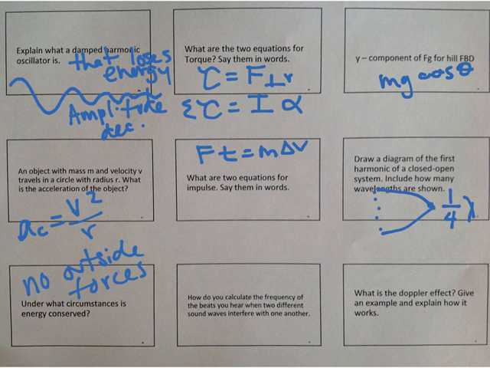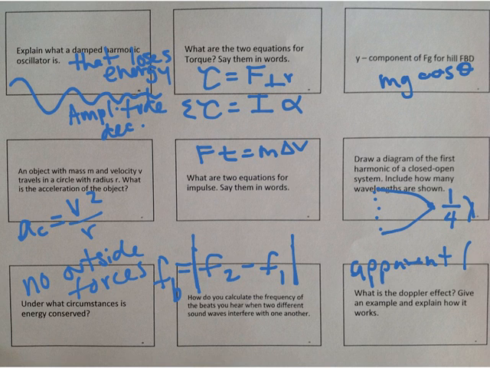Alright, how do you calculate the frequency when you hear 2 beats? We didn't really talk about this in class, but the short answer is it's extremely easy. It's just frequency 2 minus frequency 1, and it's the absolute value, so it's always going to be a positive number. And so that's the beat frequency. Alright, Doppler effect is when you have an apparent frequency shift. So remember, the actual frequency doesn't change, but it sounds like it does.